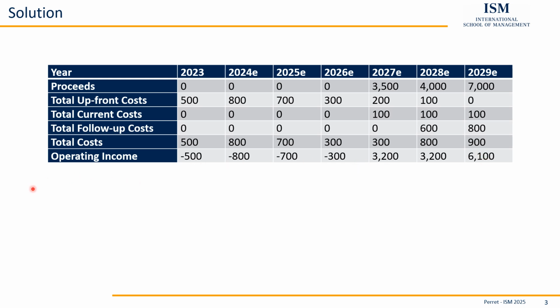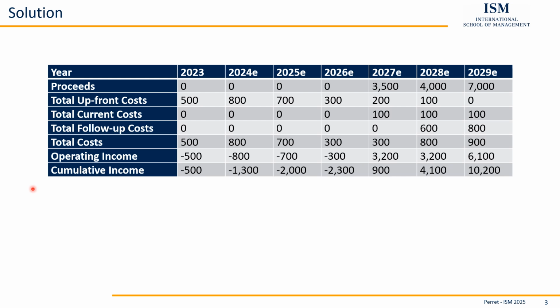This operating income is then summed up, giving me the cumulative income. So I have minus 500, which I take here, plus the minus 800, giving me minus 1,300, plus the minus 700, giving me the minus 2,000, plus the minus 300, giving me minus 2,300, then plus 3,200, giving me plus 900, plus the 3,200 here, 4,100, and plus the 6,100 here, 10,200.